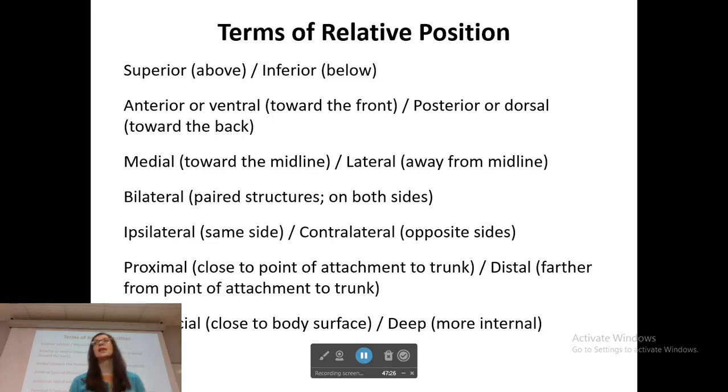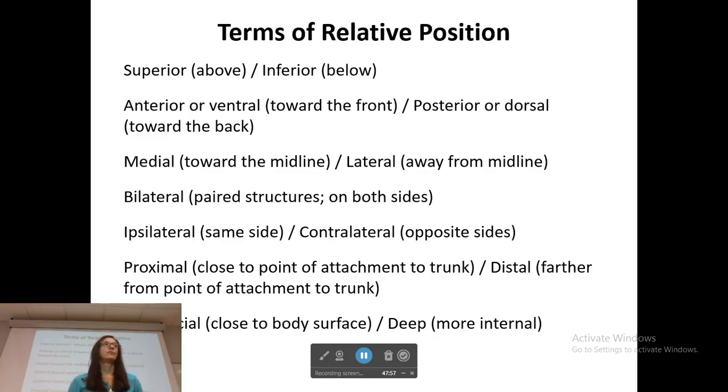So ipsilateral, you may say like the arm and the leg, right, are going to be on the same side. There may be pain in both the arm and the leg on the left side of the body, okay? And then contralateral would be, let's say you had something going on with your left hand and your right foot, right? So that's opposite sides of the body, okay?